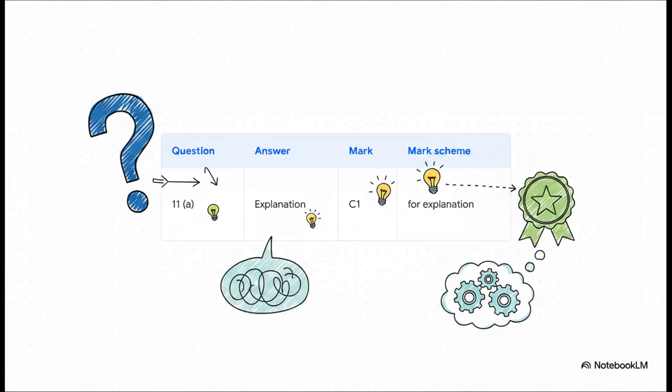And here it is. This is the exact entry for the question we're looking at. You can see it's worth 1 mark. That C1 basically means it's a communication mark. And all it says is, for explanation. Okay, but what kind of explanation actually counts?